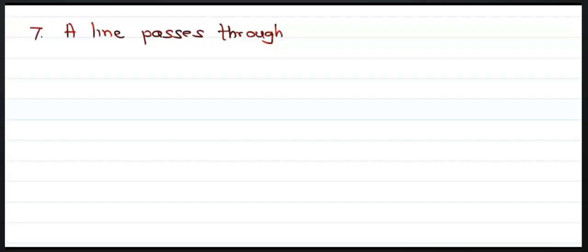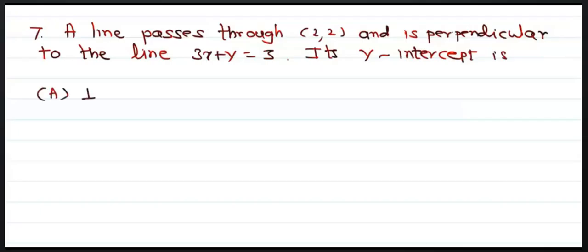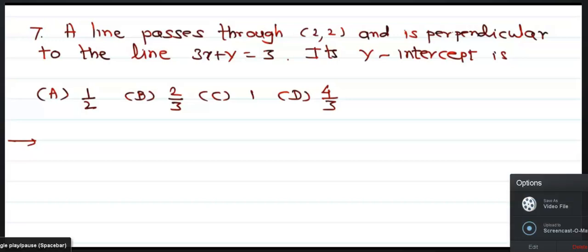Now the seventh. A line passes through 2, 2 and is perpendicular to the line 3x plus y is equal to 3. Its y-intercept is: a is 1 upon 2, b is 2 upon 3, c is 1, d is 4 upon 3. Now see this, a line passes through the point 2, 2 and is perpendicular to the line. Its y-intercept is. Now we'll find it out.